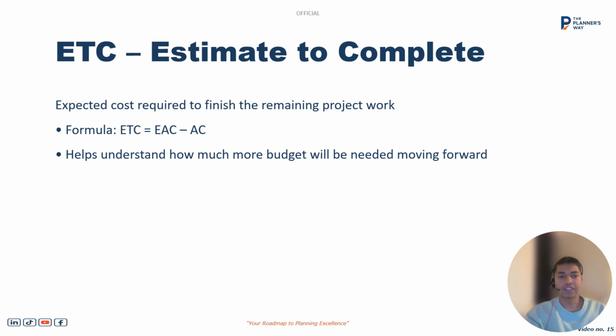The second metric used for forecasting is the estimate to complete, which is the expected cost required to finish the remaining project work. The formula for that is estimate at completion minus the actual cost. It helps us understand how much more budget will be needed for the future phases. If we have completed 25% of the project, what ETC tells us is how much budget will be needed for the remaining 75%, in terms of what we have incurred for that 25%.